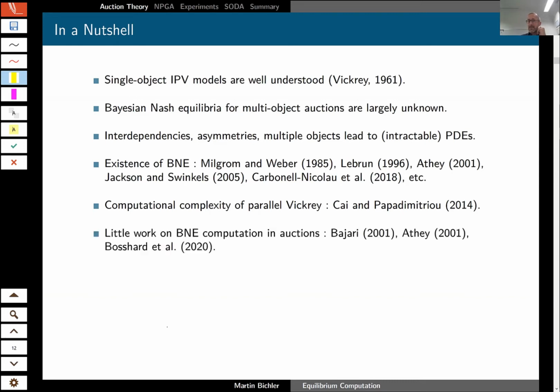And that maybe explains to some extent why we don't have a lot of literature on computing Bayes Nash equilibria in these games. There are some sections in a paper by Bajari, and Susan Athey spent a bit of time, but this is kind of far away from an algorithmic treatment. There is nice work by Bossert and Seuken and his colleagues from 2020, but it's also computationally very demanding.